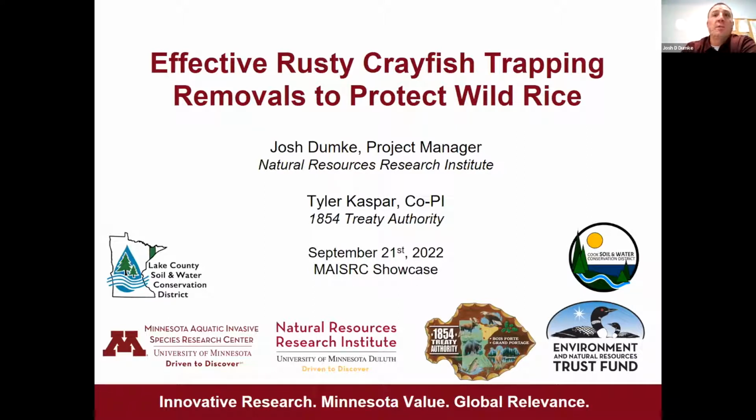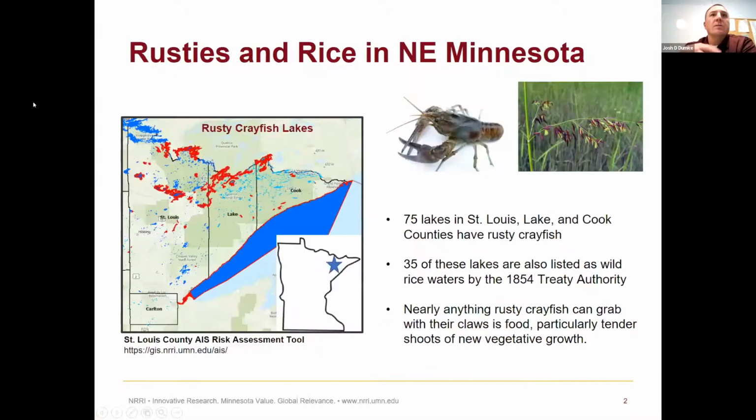So we have a good group of partners working on this, people that I'm working with that have more experience trapping rusty crayfish than I do and working in the lakes that we're going to be selecting as study lakes. So rusties and rice in Northeast Minnesota. Rusty crayfish are not trapped on the DNR infested waters list. They show up as occurrences from local fisheries offices and in DNR Lake Finder.